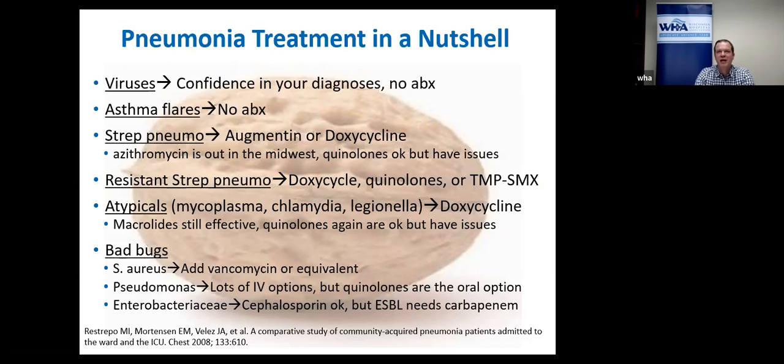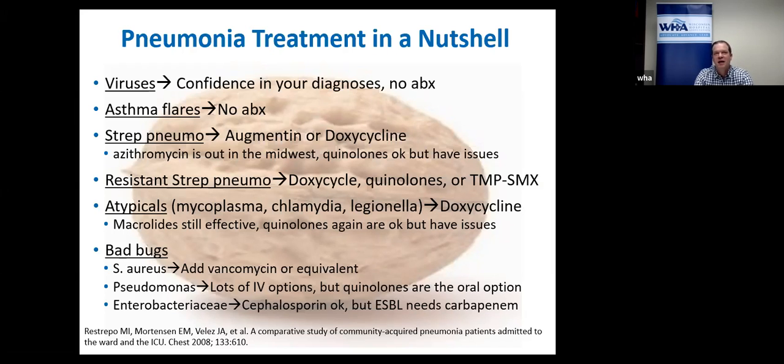COPD is a little bit trickier, and we actually have a whole webinar coming up on COPD in July. In COPD, there are recommendations out there, sort of conflicting recommendations. Some say call a virus and don't treat. Some say go ahead and add azithromycin. I like to use a procalcitonin if I'm unsure and sort of have a laboratory adjunct to help guide my decision.